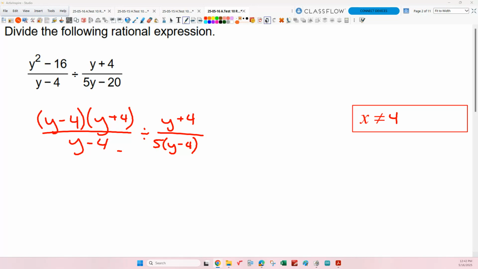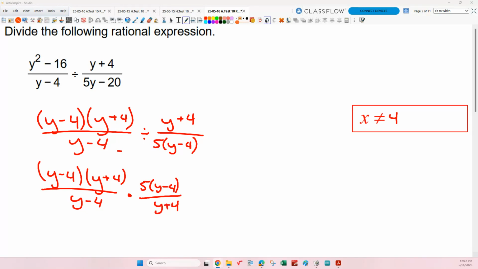Wait, what? We're just finding the 0 of the bottom. Yeah, flip it. Keep it, change it, flip it. Cross things? With division, no. We have to flip it and then we can cross. So we have y minus 4, y plus 4 over y minus 4. What does division turn to? Multiplication. And then what does that fraction become? 5 times y minus 4 over y plus 4. Because we can't divide by a fraction, but we can multiply by its reciprocal.